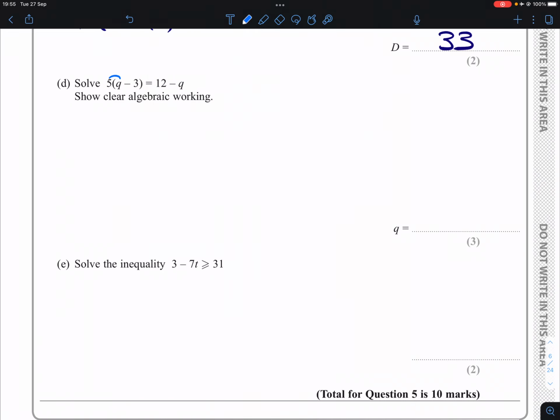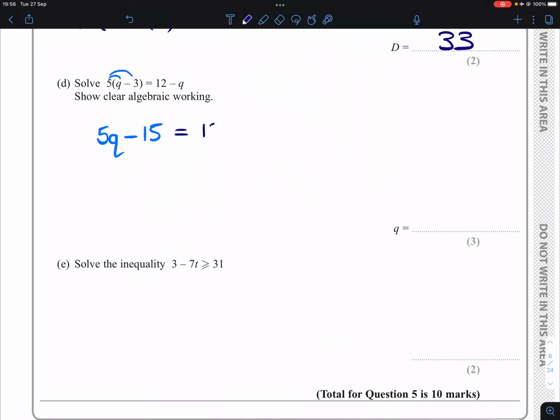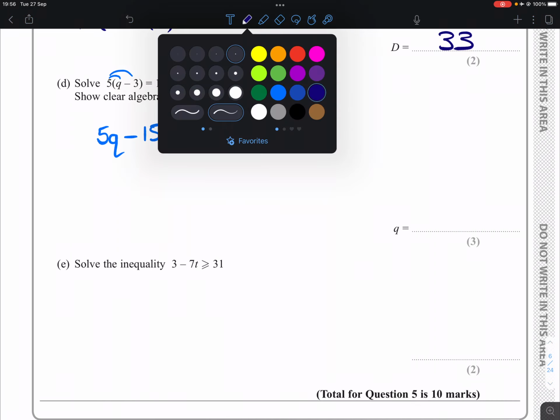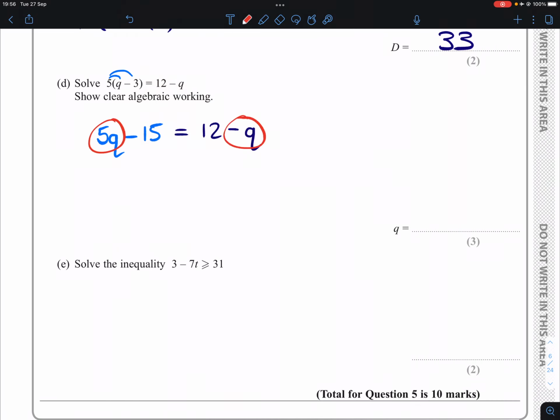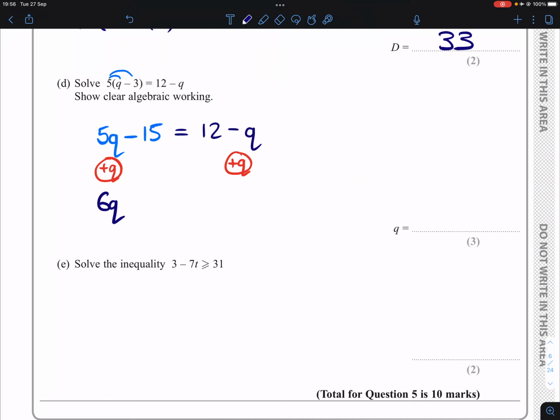Part D, solve 5 bracket q minus 3 close bracket equals 12 minus q. So the first thing we're going to want to do is break out this bracket, similar to what we had earlier. 5 times that q and 5 times negative 3 will give us a negative 15. Now I've got a linear equation. First thing I want to do is get all the q's on one side of the equal sign. There's more q's on the left, which means I want to get rid of the q's on the right. So a plus q is what's going to cancel out that minus q. That will give me a 6q on the left-hand side.